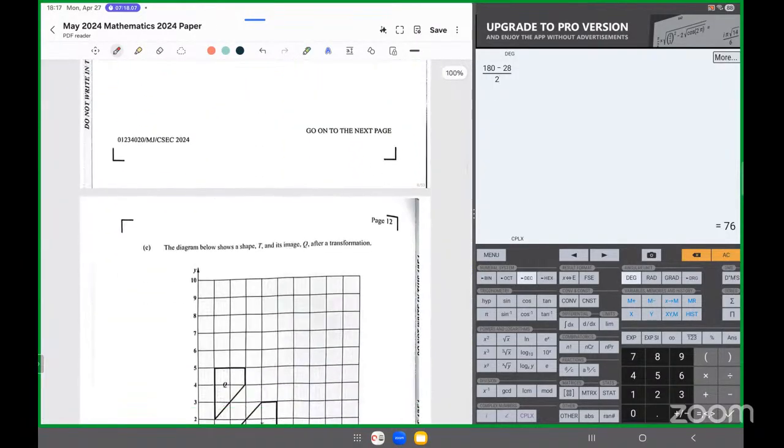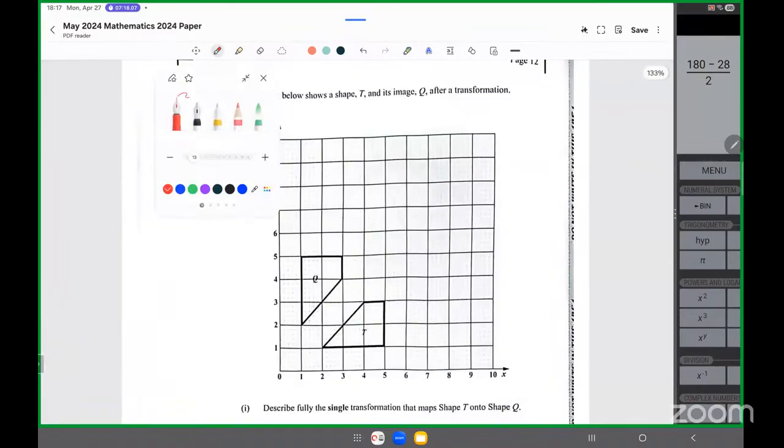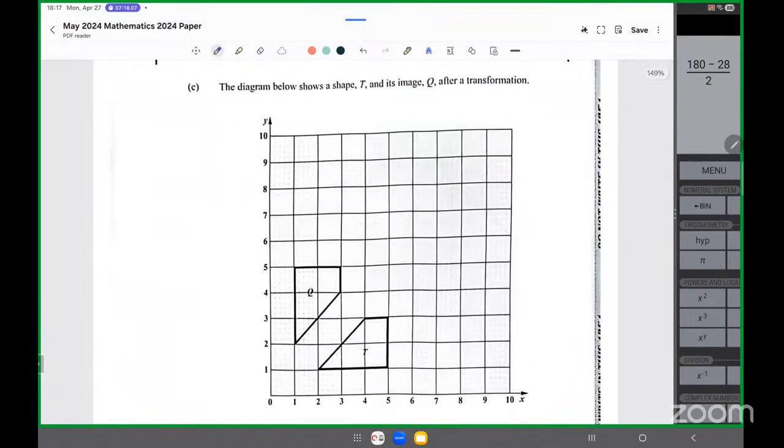Next question. Given this transformation, it says: the diagram below shows a shape T and its image Q. So going from this to this, the image is Q. So the transformation in this way looks like a reflection.